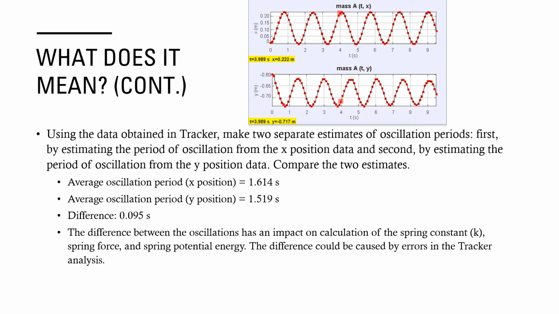0.0595 seconds. So the difference between the oscillations has an impact on the calculation of the spring force constant, spring force, and spring potential energy. And this difference could be caused by errors in the Tracker analysis, and also outside forces that we may be unaware of.